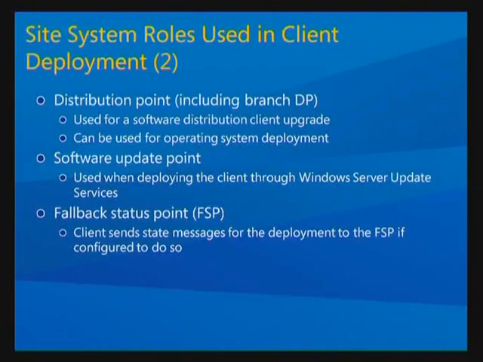And I'll show you how to do that. And fallback status point. The fallback status point is used for sending state messages where the client is in the client deployment process. And I'll show you that coming up here momentarily. There actually is one more that I don't have on here, that'd be a Pixie service point. If you're doing bare metal client deployments through OSD, then using Pixie service point, so WDS.